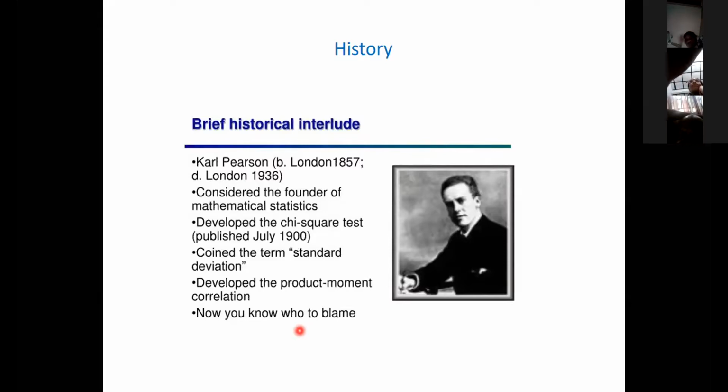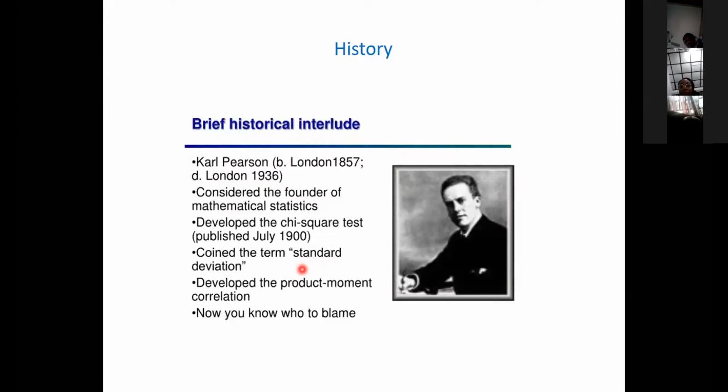Now, this chi-square is so popular, yet people don't know much about its historical background. It was first described by a man called Karl Pearson. He lived in London from 1857 to 1936. He was considered to be the founder of mathematical statistics. He developed the chi-square test and published it in July 1900.